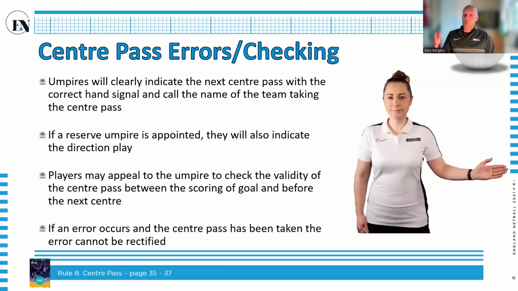Okay. Now, once the centre pass is taken, if there is an error, then it cannot be repaired, basically. So the centre pass continues. And yes, you don't switch the odds and evens and you don't switch things over. It just means that an error's occurred and the next centre pass will be taken by the same team, basically. Okay. But all of these strategies basically are in place to ensure the continued validity and correct sequencing of the centre pass. Okay.